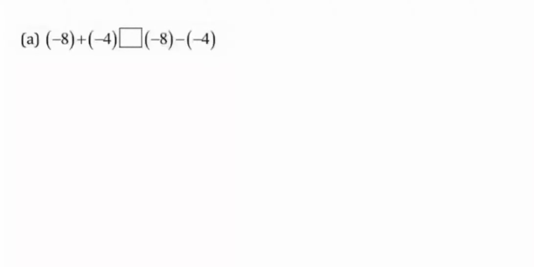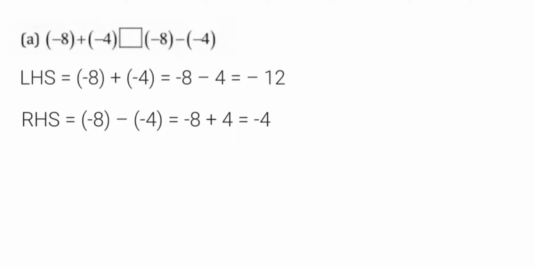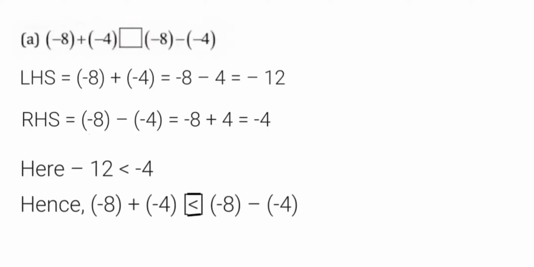First bit is minus 8 plus minus 4 in left hand side, and in right hand side minus 8 minus of minus 4. So expression of left hand side is minus 8 plus minus 4. When you open this bracket, minus 8 plus minus symbol is there. So minus 8 minus 4, its value is minus 12, and in right hand side minus 8 minus minus 4, minus minus becomes plus, so minus 8 plus 4 is minus 4. Here minus 12 is less than minus 4, so in this box we will put the less than symbol.